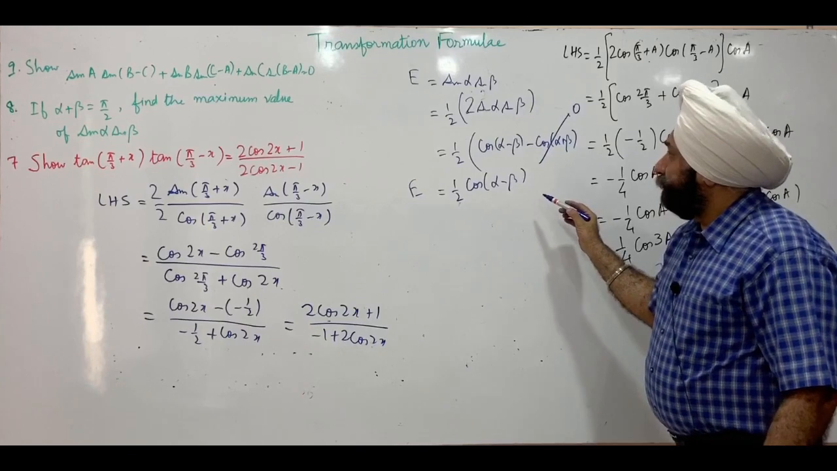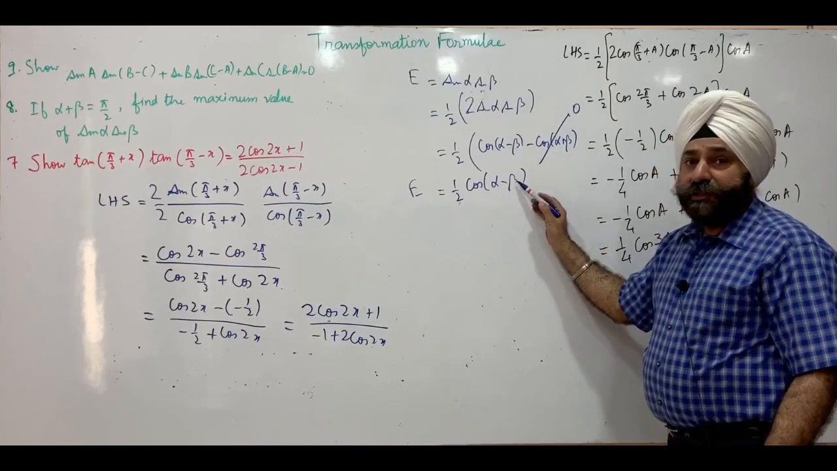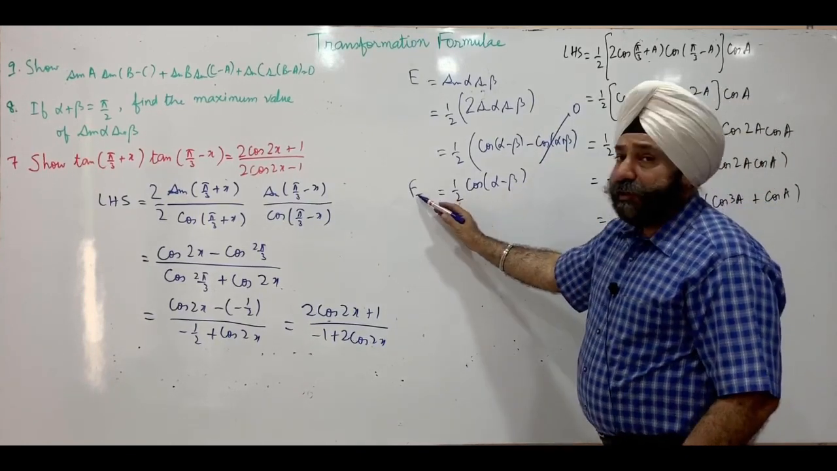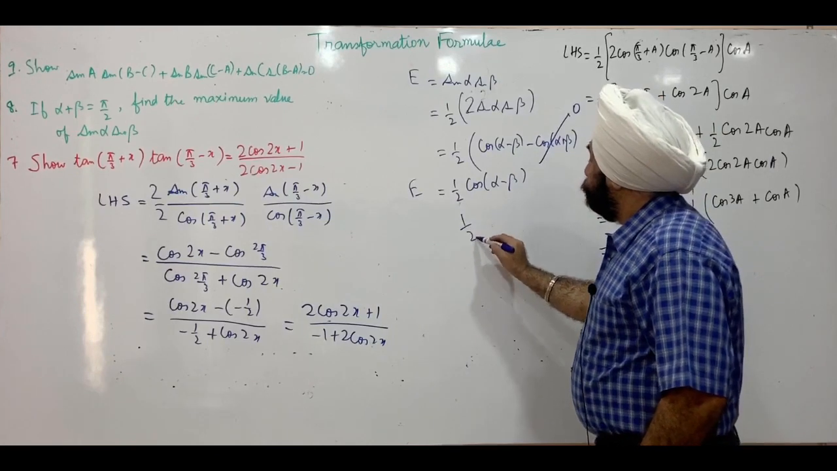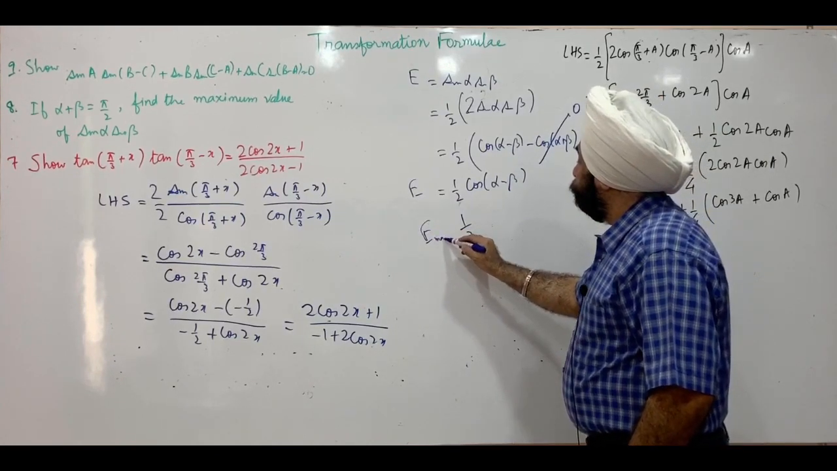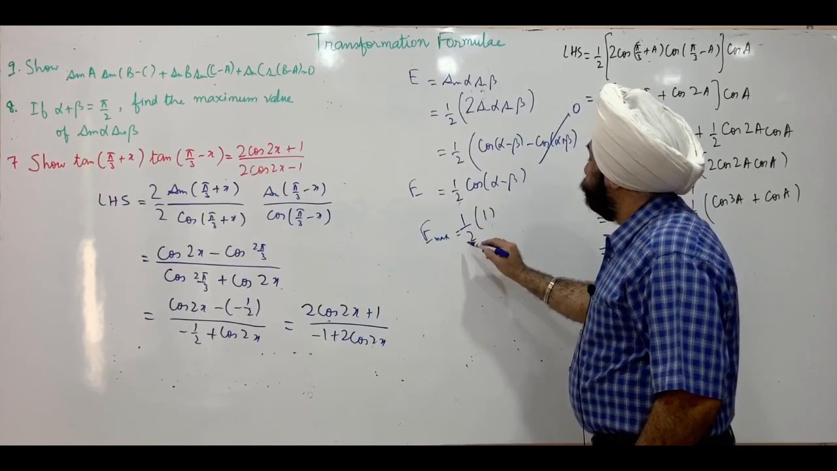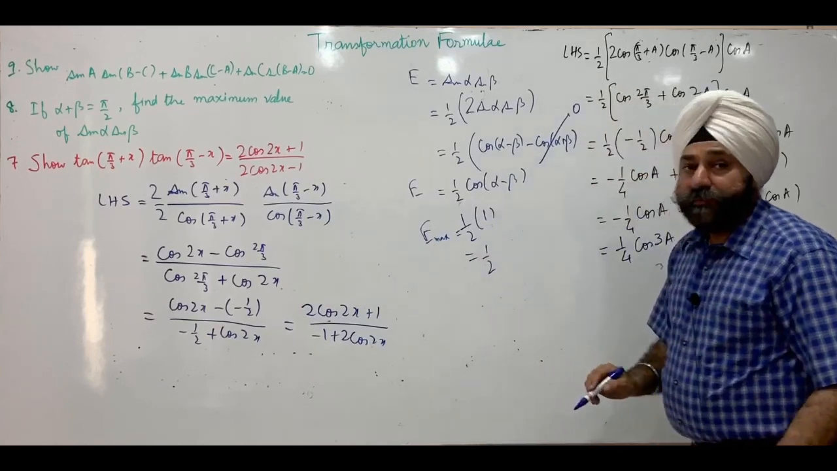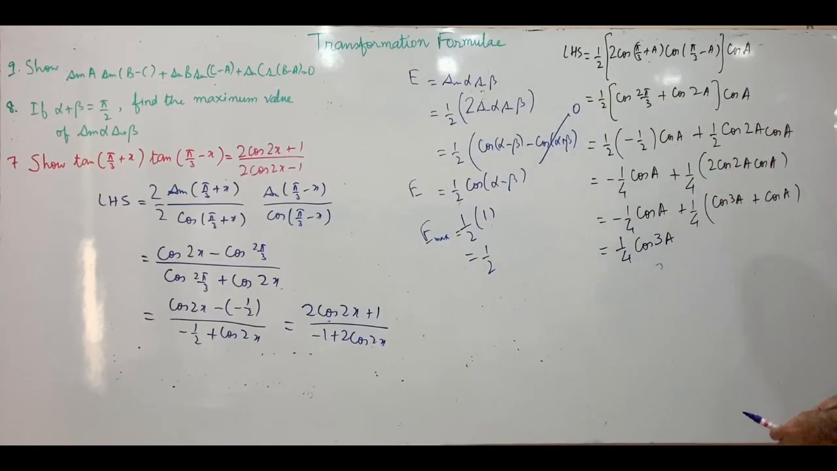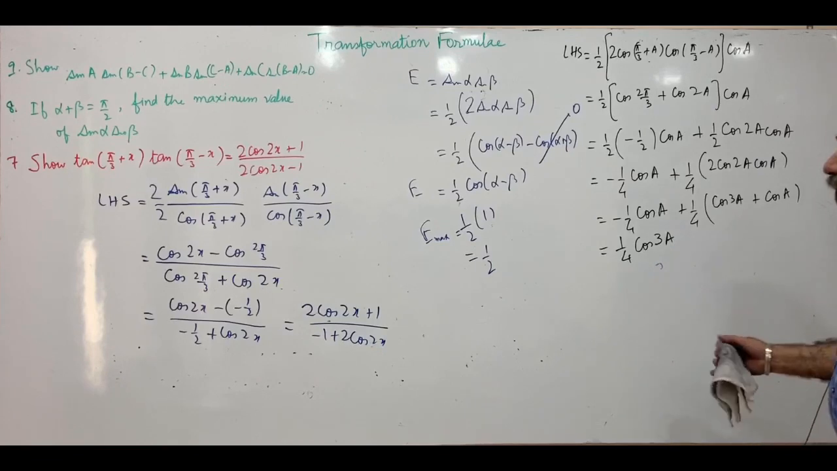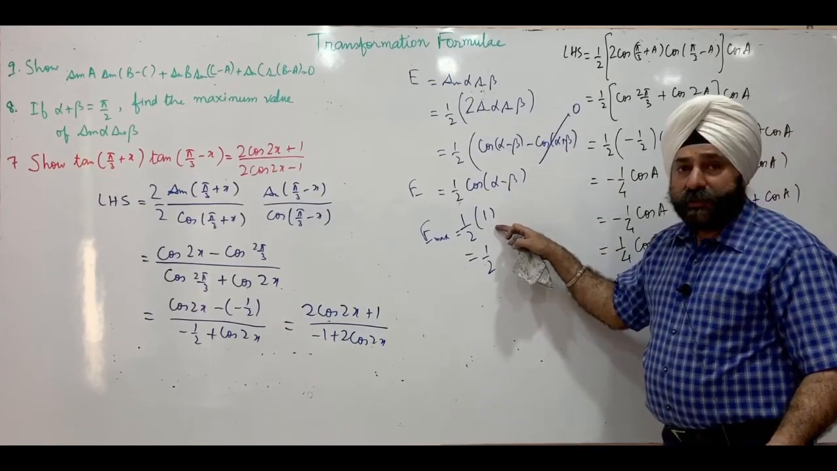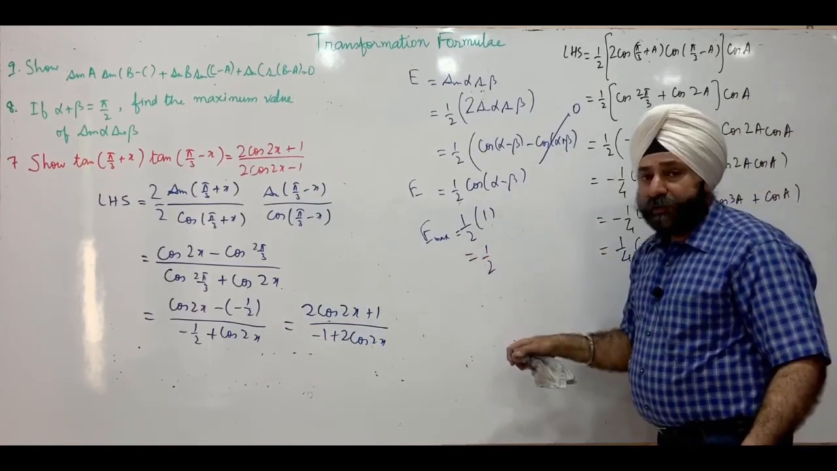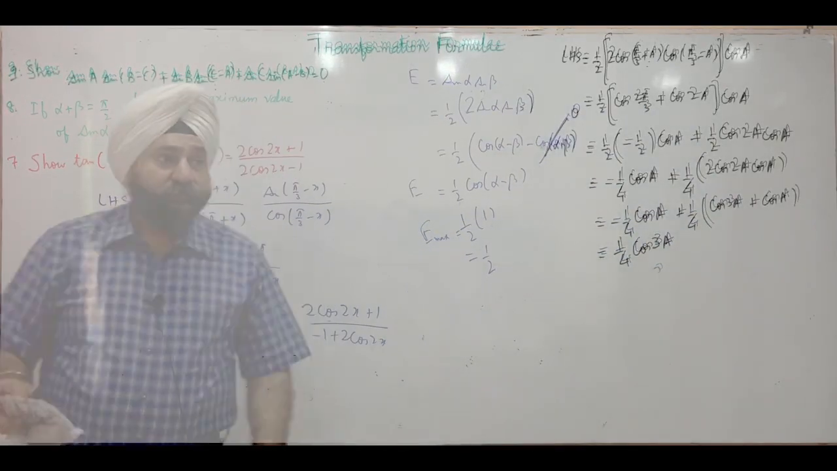And we know the maximum value of cos function is 1. Therefore, maximum value of the expression, that's E maximum, will be 1 by 2 into 1, that is 1 by 2. And what about minimum value? The minimum value for cos function is minus 1. So for the expression, it will be minus 1 by 2.